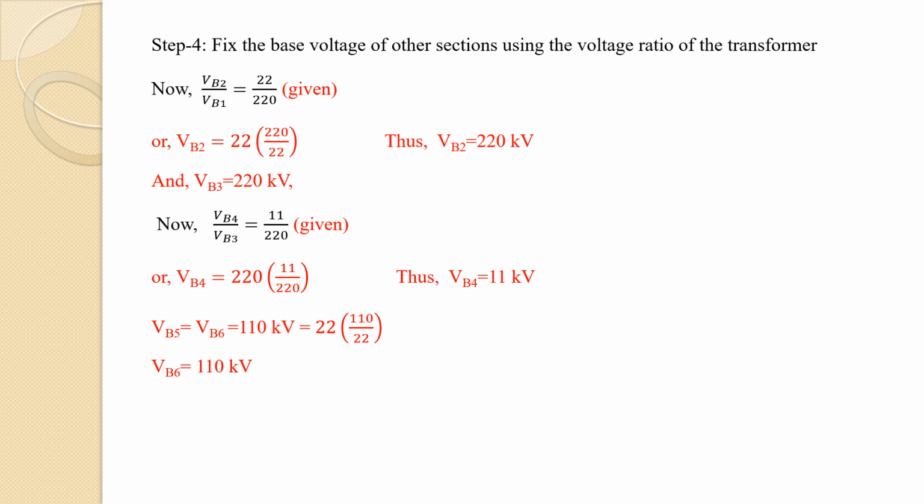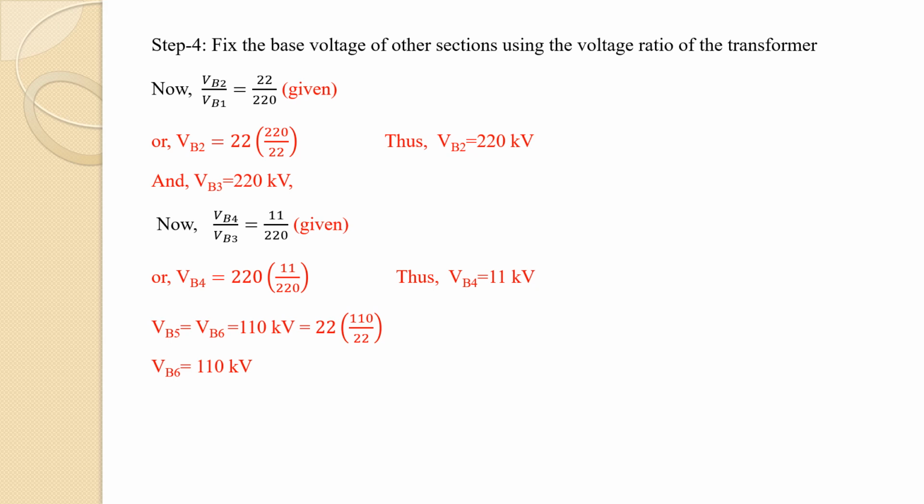Or we can understand in this way also that the base voltage VB1, which is on the LV side of the transformer T1, is 220 kV, this we have chosen, and hence the base on the high voltage side can be determined with the help of the voltage ratio of the transformer, and that's why we found VB2 equal to 220 kV.